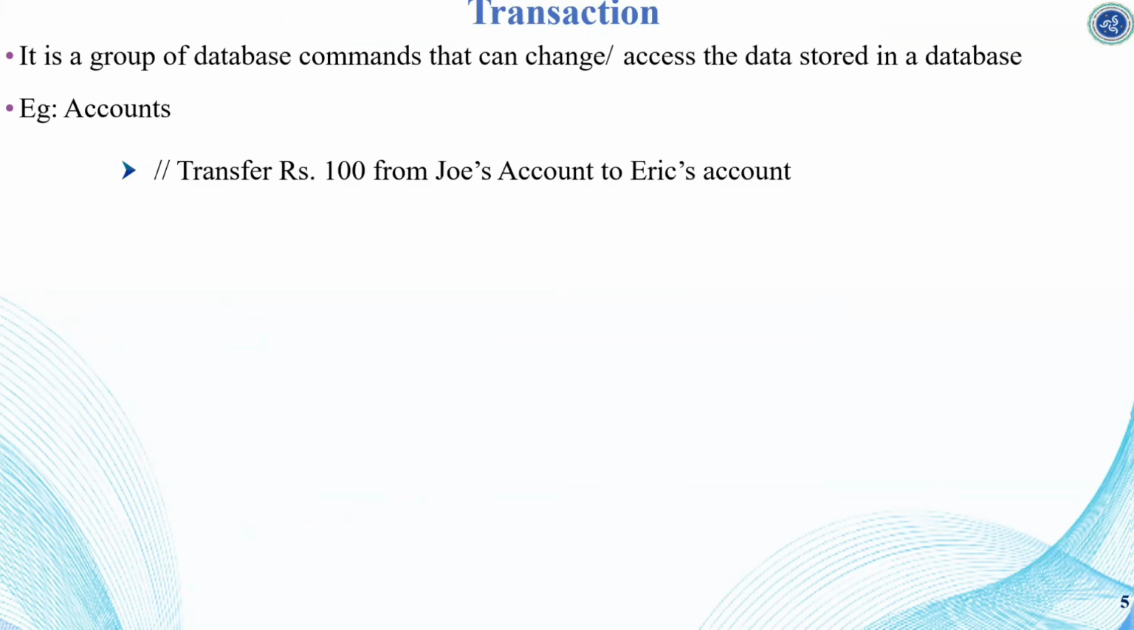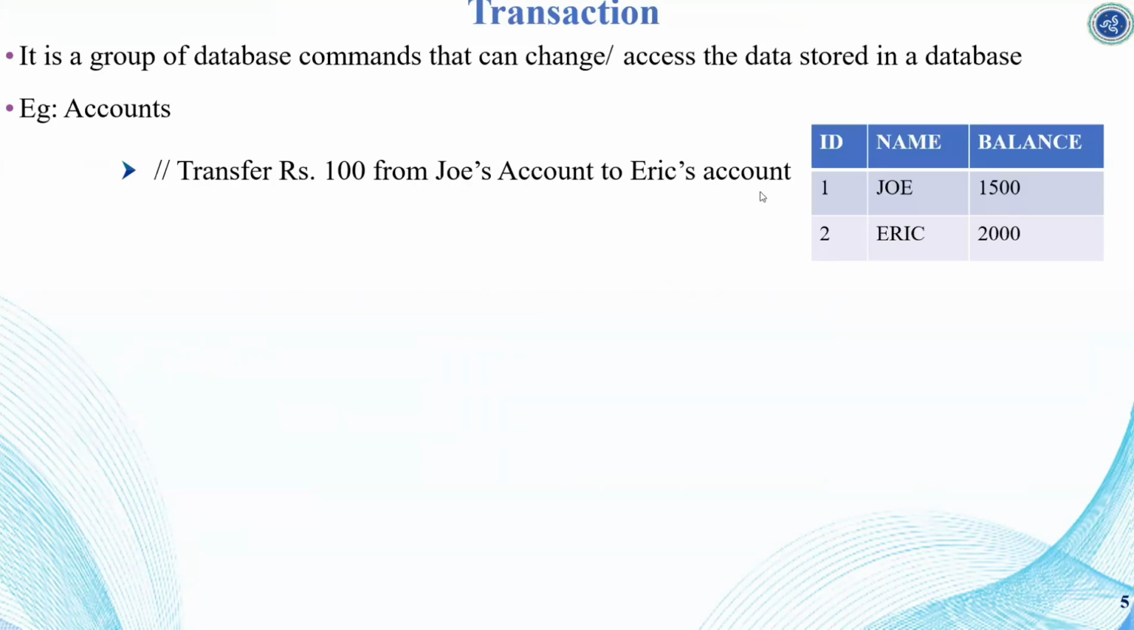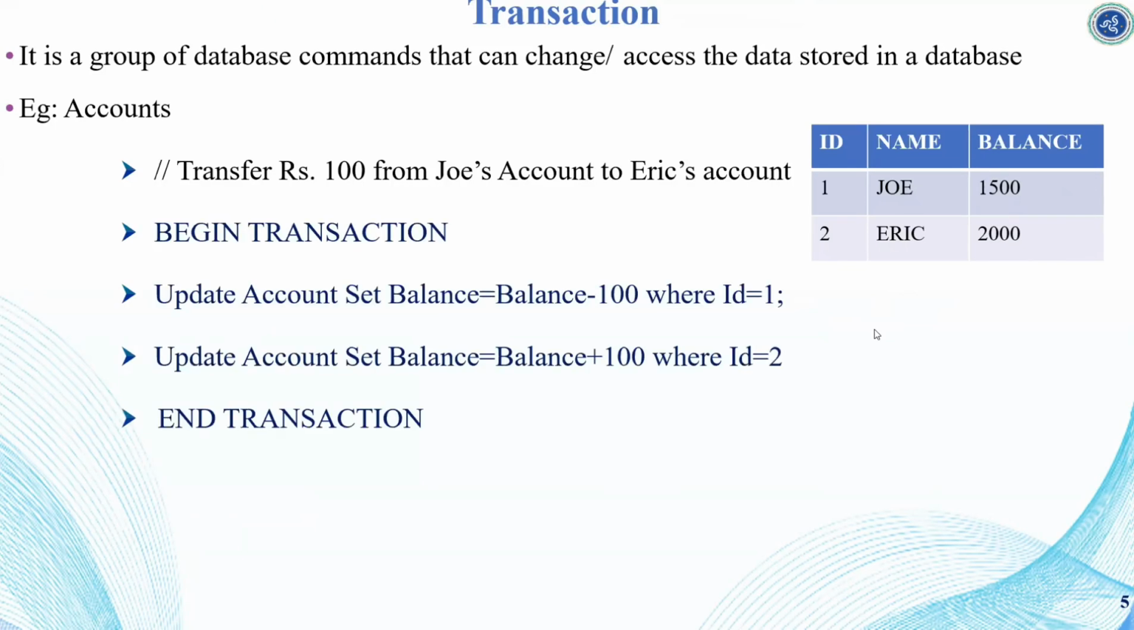Suppose we have two accounts, Joe's and Eric's account, and I need to transfer 100 rupees from Joe's account to Eric's account. This is the initial state of the balance of Joe and Eric. Joe has 1,500 and Eric has 2,000 rupees. Now I need to transfer 100 rupees from Joe's account to Eric's account. So what are the steps that have to be done for this type of process?